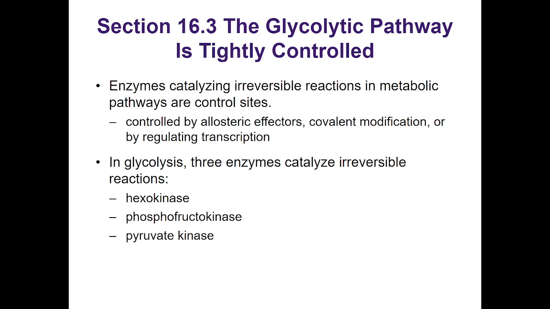So your glycolysis, this is 3 enzymes that catalyze irreversible reactions. We have hexokinase, phosphofructokinase, and pyruvate kinase. What do you notice about all those? They all end in kinase. Why do they all end in kinase? Transferring a phosphate, yeah. And so we have a huge energy start, and it pushes that reaction forward, doesn't it?